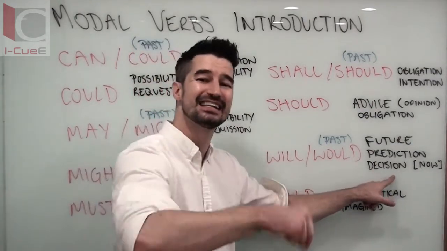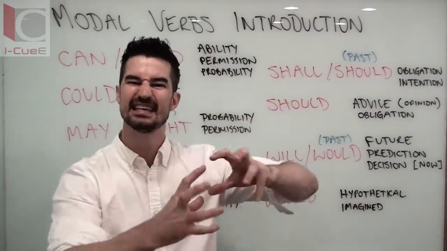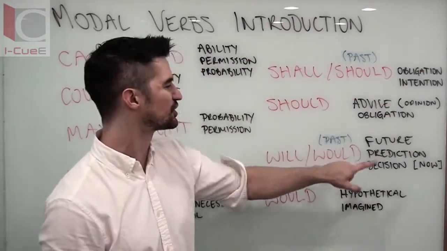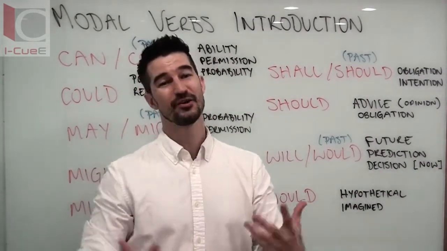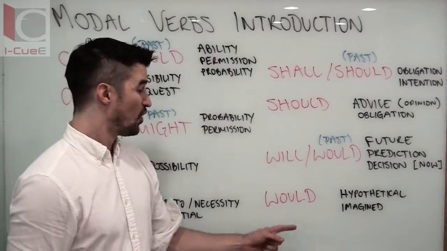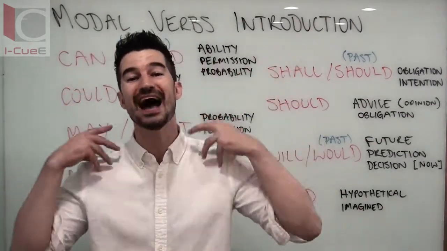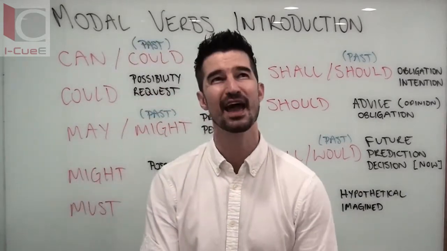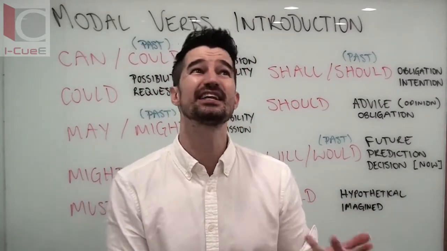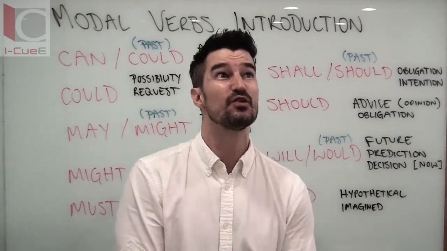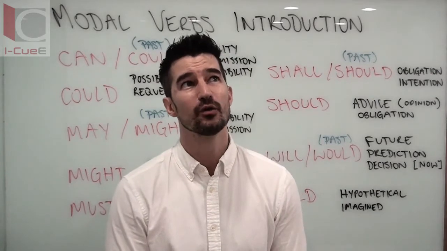So if you're making a decision right now, and it's happening, again, all of this kind of blends into the same idea of future prediction. Something I'm doing right now, well, will is the word. Would is used for hypothetical situations or imagined situations. You can say, man, well, if I was going to give examples, I think I would start doing those right about now.